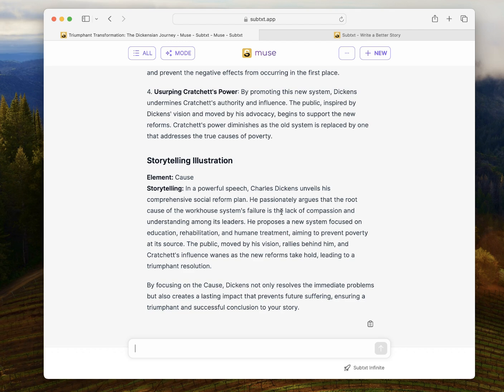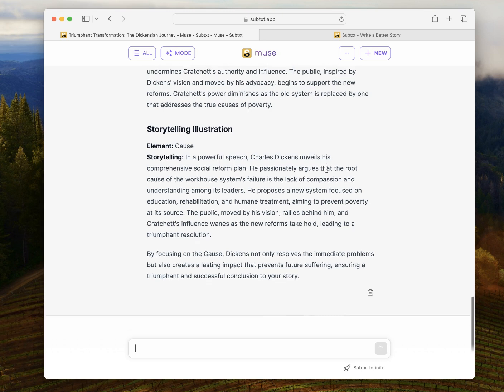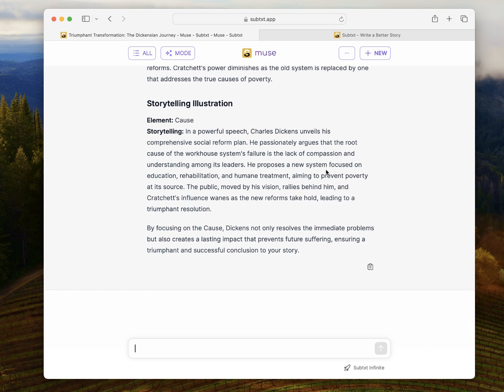So, in a powerful speech, Charles Dickens unveils his comprehensive social reform plan. He passionately argues that the root cause of the workhouse system's failure is the lack of compassion. This is boring, just like reading it out in a powerful speech. Maybe that's the end of it, but narrative speaking, I would want to go in and have some dramatic conflict that led up to that.